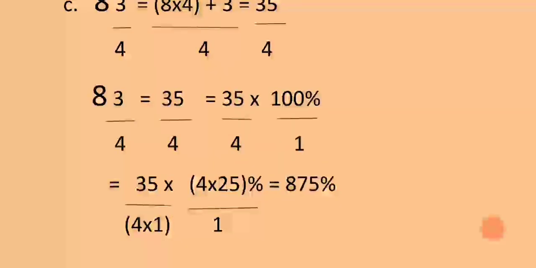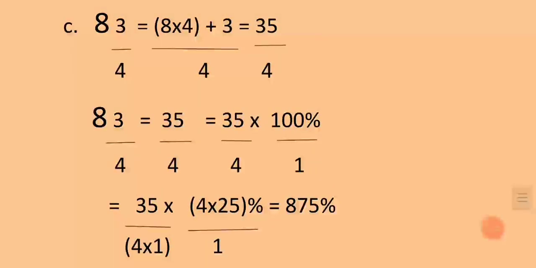C part, I have 8 whole number 3 over 4. 8 whole number 3 over 4 equals 35 over 4. So taking it now to percentage, we just multiply the resultant improper fraction by 100%. So we have 8 whole number 3 over 4, which is the same thing as 35 over 4 times 100%.